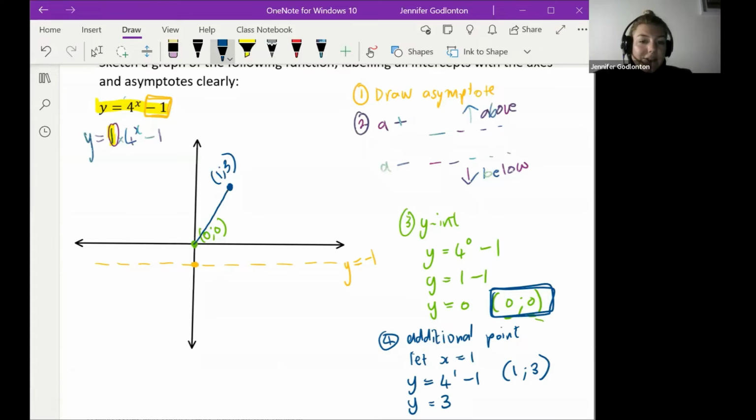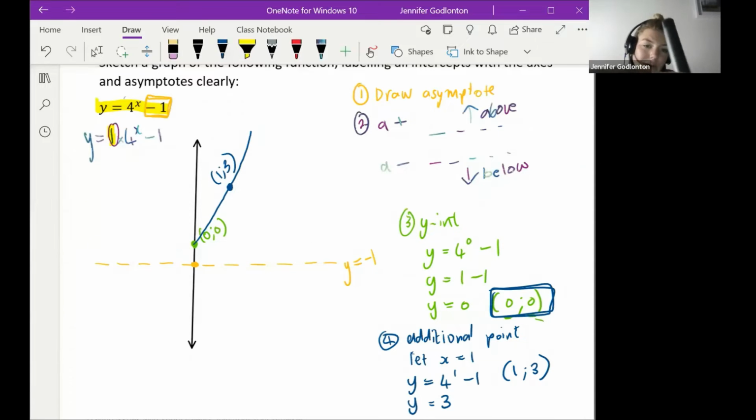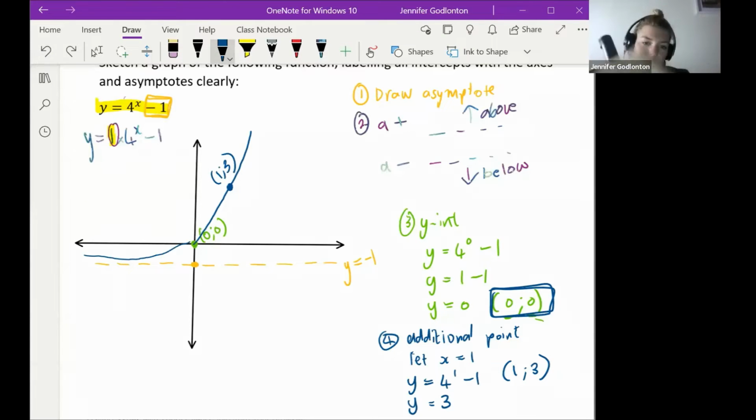And we can see that that's going up, which means that this part over here is the part that's going to get really, really close to our asymptote over there. And that would be our end answer.